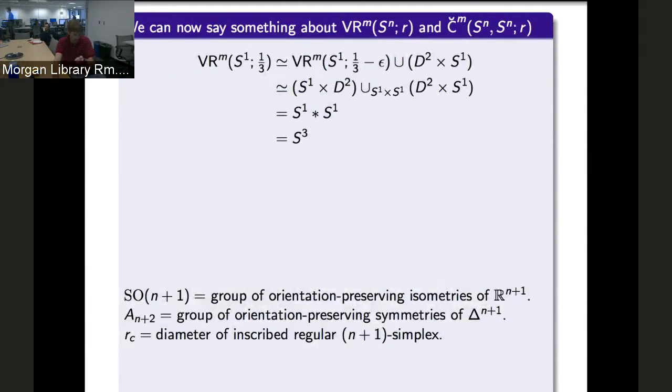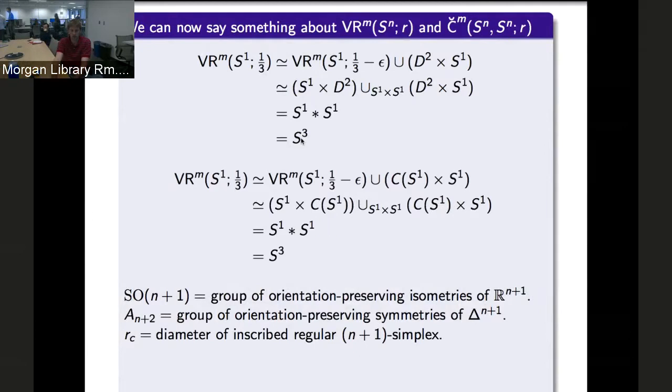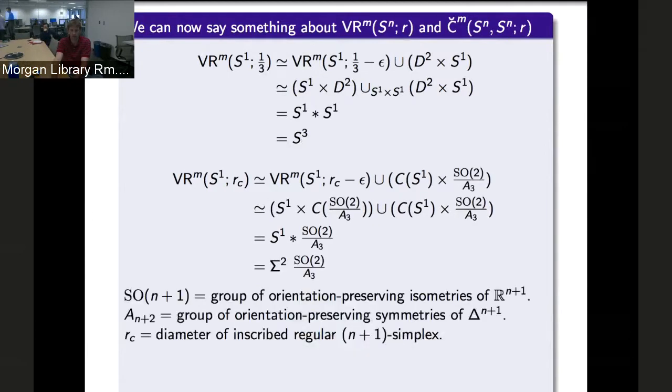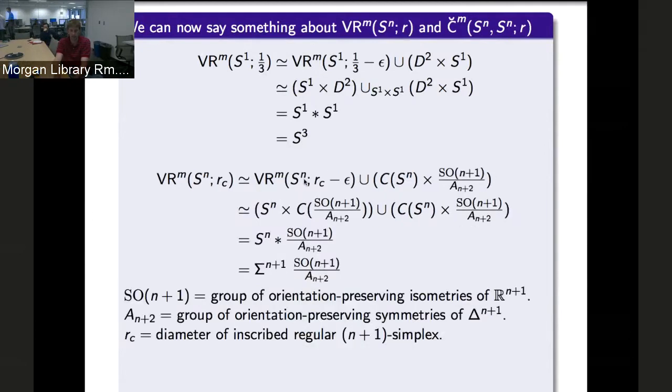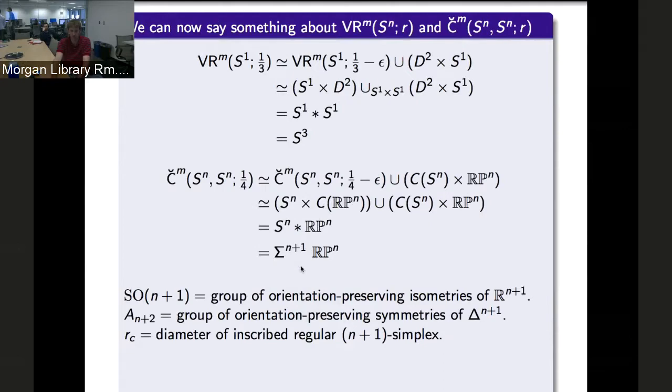All right, so I'm out of time, so let me wrap up by saying that the ideas that we use in the case of the circle to see the three-sphere, you can replicate in higher dimensional spheres, and we can write down what the homotopy types of Rips complex thickenings of higher dimensional spheres are at the first scale parameter where the homotopy type changes. So this is in the paper up on arXiv.